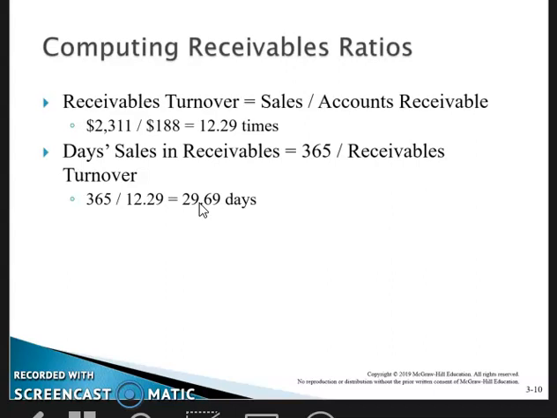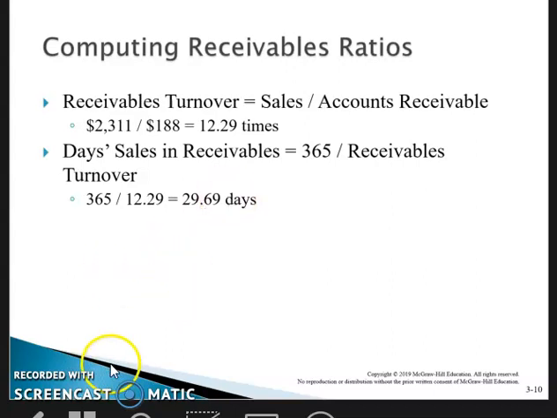You want to pay attention to that from year to year. Increases in days sales in receivables, or decreases in receivables turnover, could be an indication of potentially struggling clients or a struggling business sector, and so forth.